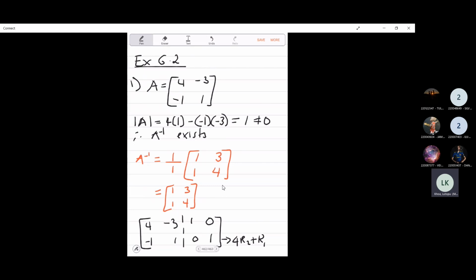Okay, so we'll stop here for today. We'll continue tomorrow. Try the rest of the questions in the exercise, questions where you have to find the inverse as well as solving using the inverse of a matrix.